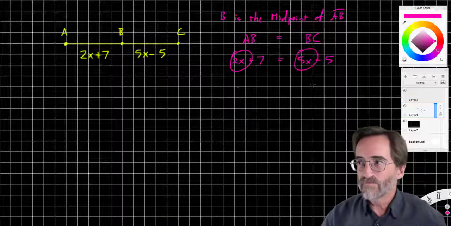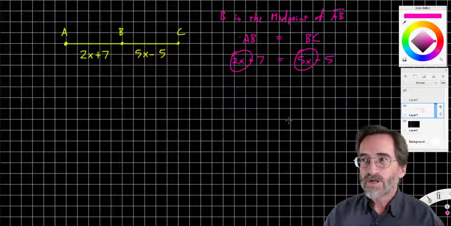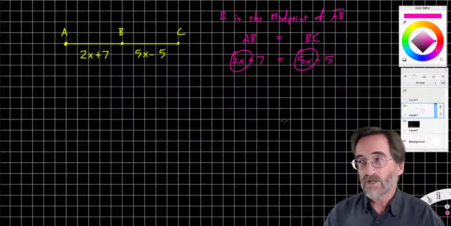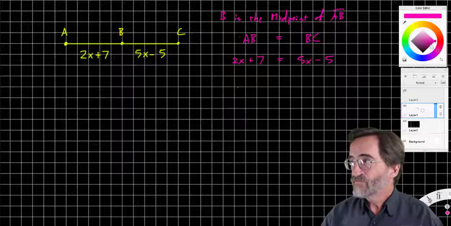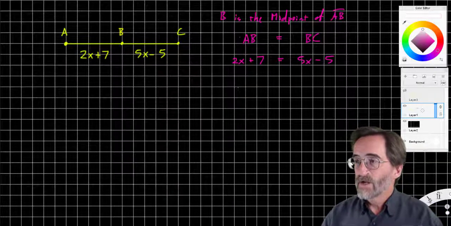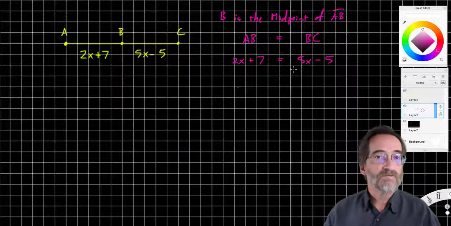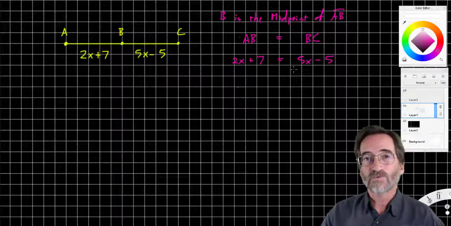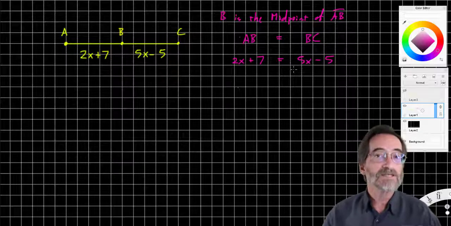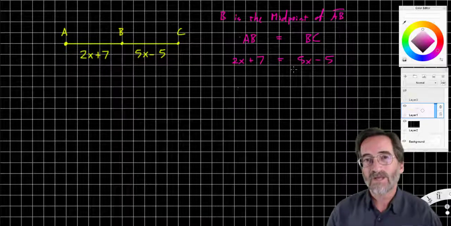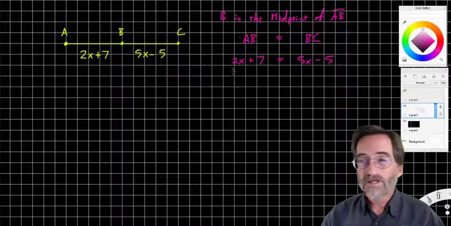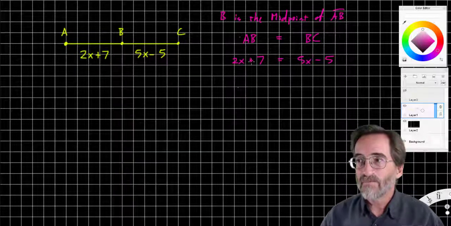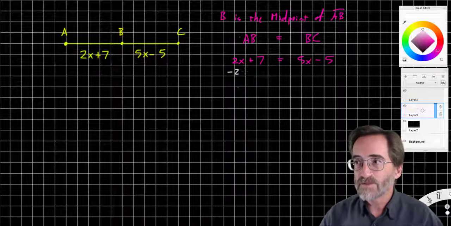We've got an x on both sides. So we need to first take care of that even before we get to the undoing stage. And the way we do that is by getting rid of either the 2x or the 5x. Now there's no hard and fast rule about which one to get rid of. I like to get rid of the smaller one. I like to maintain positive coefficients. So I'm going to get rid of the 2x, and I get rid of the 2x by doing the opposite of plus 2x. I'm going to minus 2x.